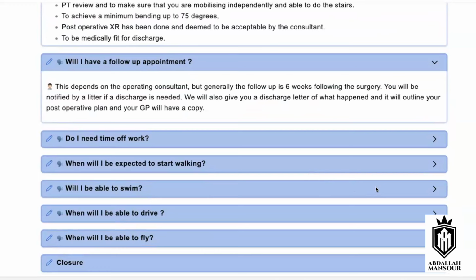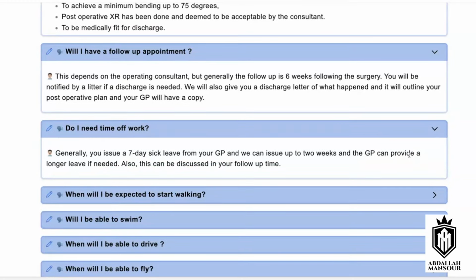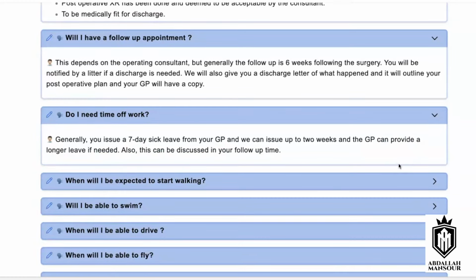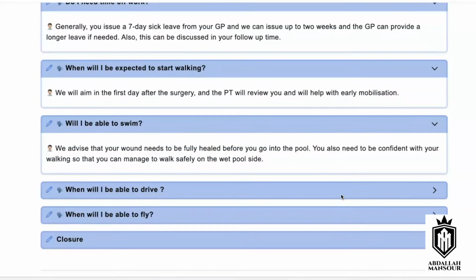You will say, well, ideally, you should be at home in a comfortable environment for a few weeks, and you can have a phased return to work that can take maybe up to 4 to 6 weeks. We can issue you with 1 week, and then if you need further time off, you can ask your GP to sign you off for that. Will I be expected to start walking first day after surgery, right? Will I be able to swim? Ideally, it's not recommended for up to maybe 6 weeks after the operation to make sure the wound is completely healed. Will I be able to drive?